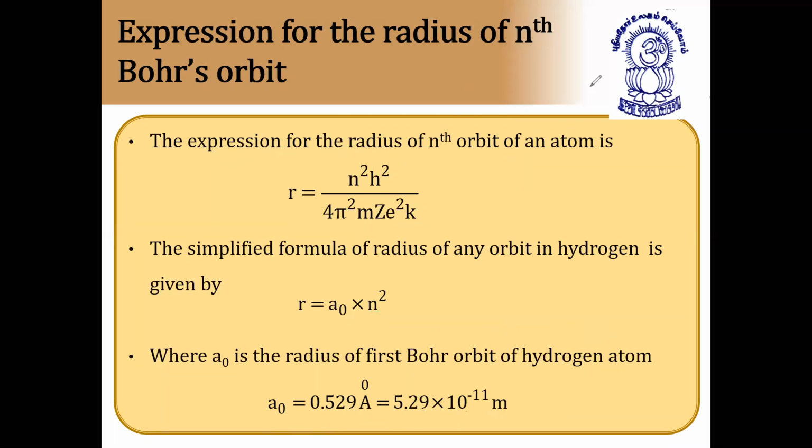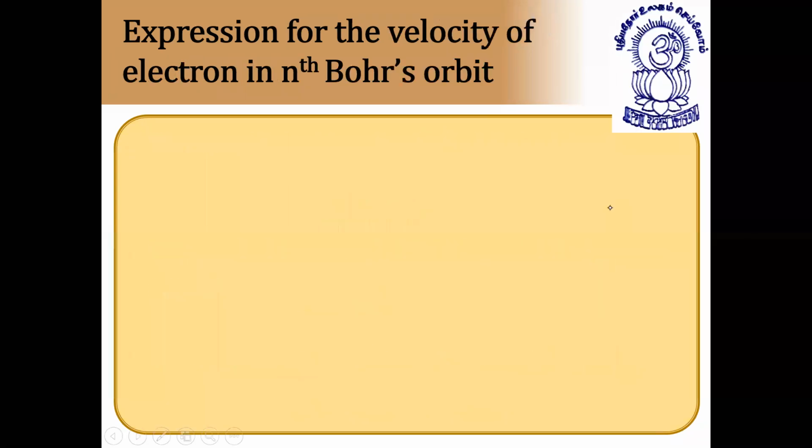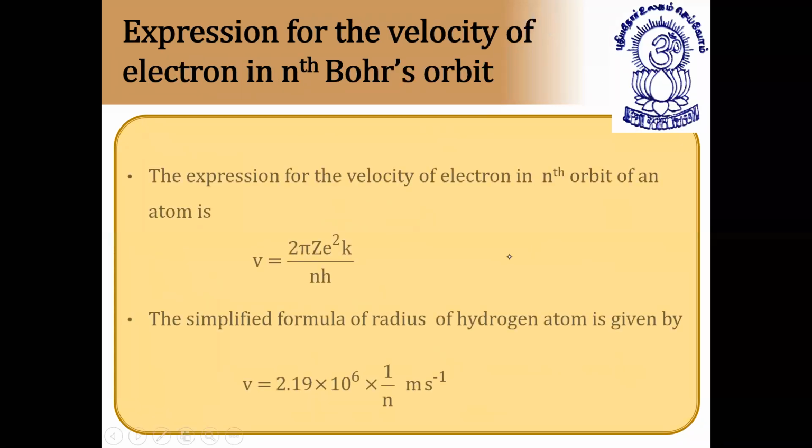So this is the radius of the nth orbit of hydrogen atom. Now similarly, he also calculated the velocity of electron in the nth orbit. So the expression for velocity of electron in the nth orbit of atom is v is equal to 2 pi z square k by nh. Here z by n is not constant, the remaining are all constants.